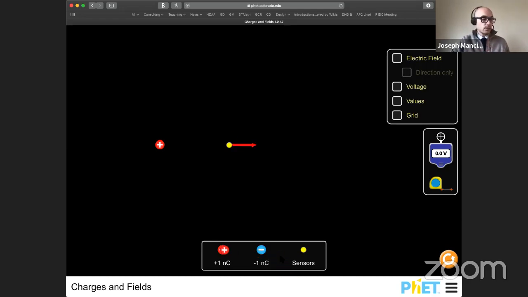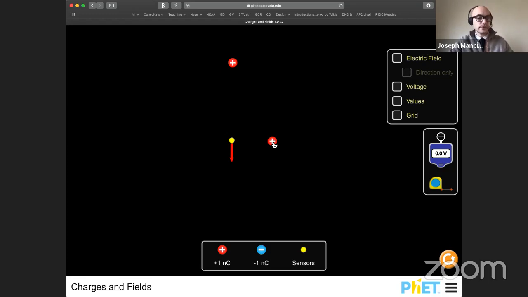Finally, what if I put, and I'm not going to drop it, I'm going to reorganize this just a little bit. I'll put this one up here, and I'm going to put another positive charge right here. I'm not going to let it go yet. What's going to happen to the direction and the magnitude of that arrow when I release this positive charge that my mouse is on right now?